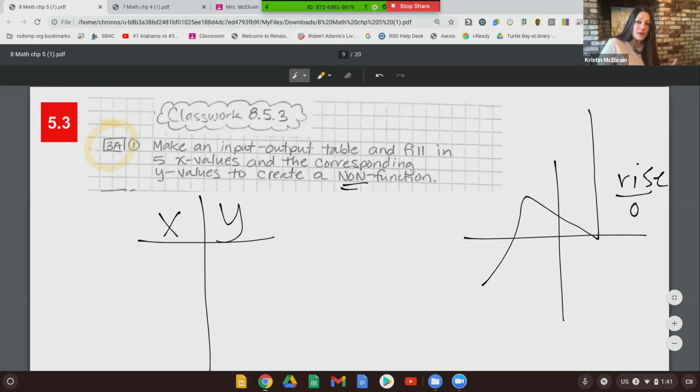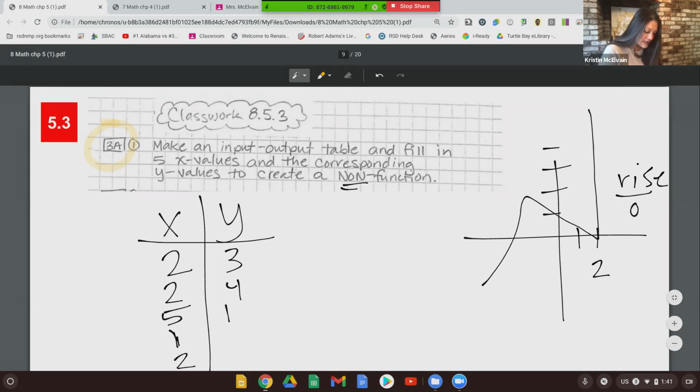So the same input, which is going to be X, so maybe that is 2. And it's going to have multiple Y values, and that gives us our vertical line. Okay, so you can make X all 2s over here. We need 5, or you can mix it up and give a couple others, and we'll do another 2. Okay, so over here for the Y, 3, 4, 1, 0, 7.